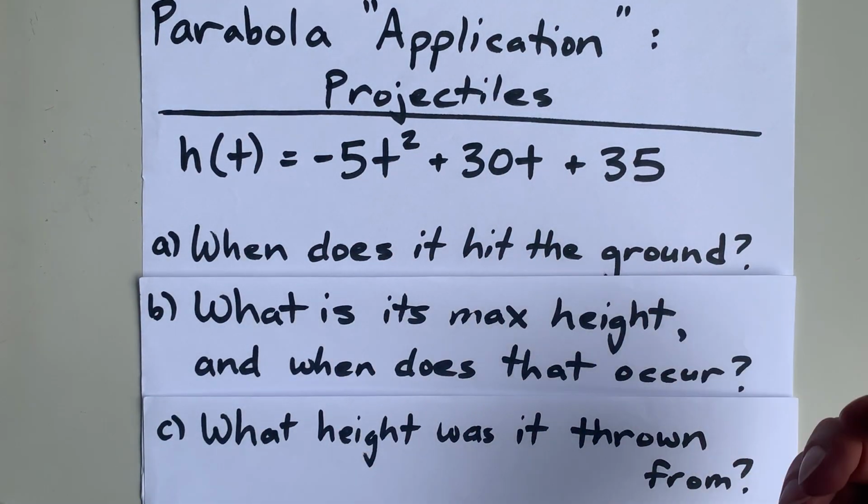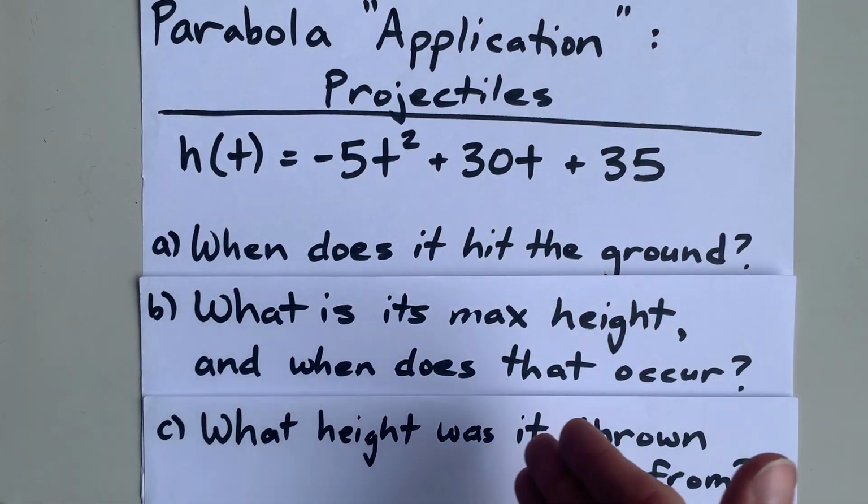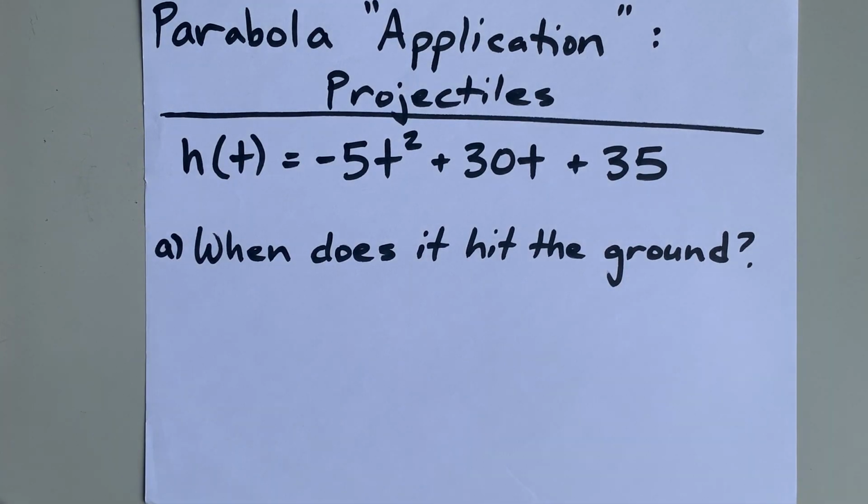When does it hit the ground? What was its maximum height? When does that occur? And what height was it thrown from? We're going to do these one at a time.